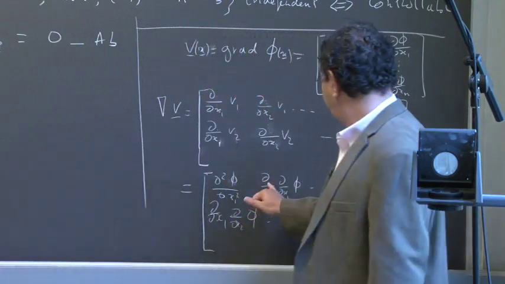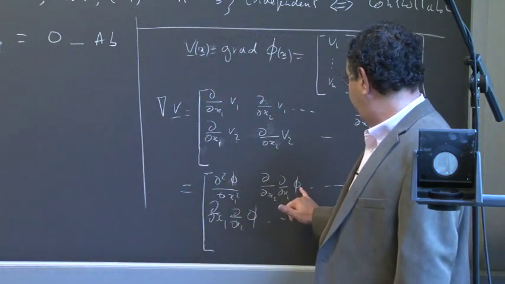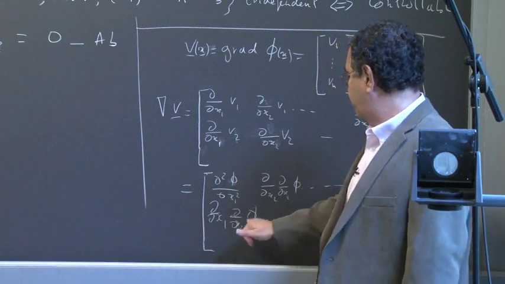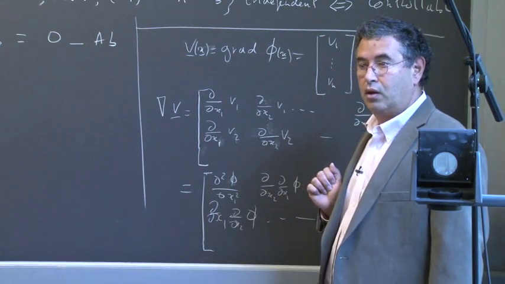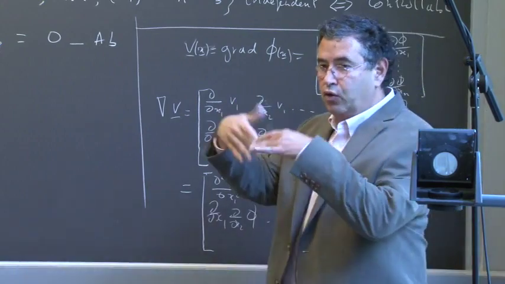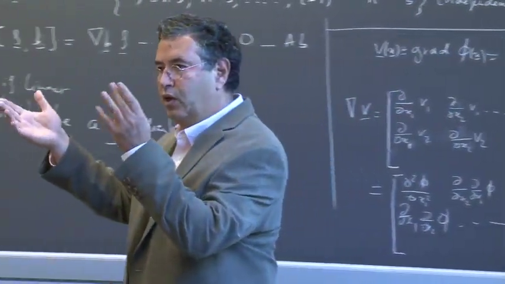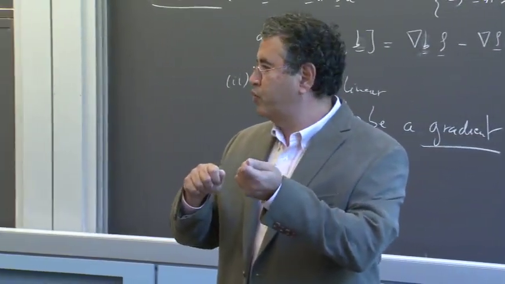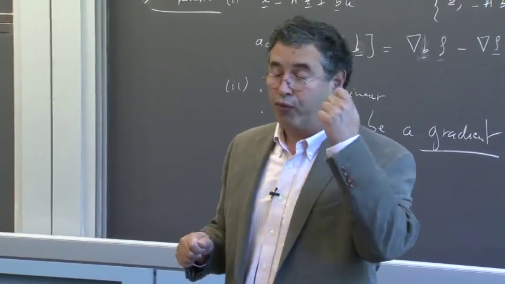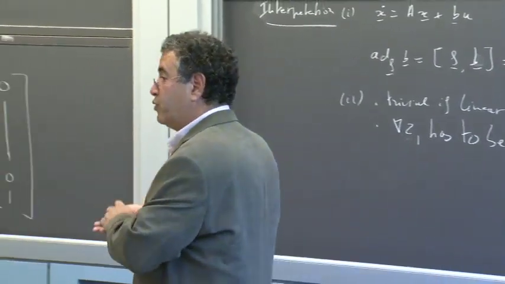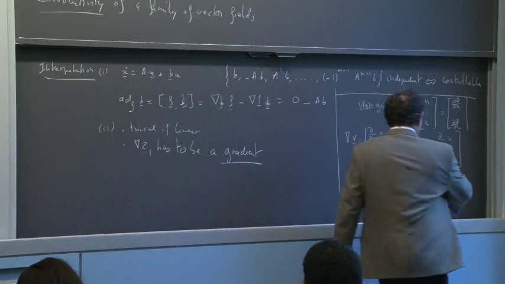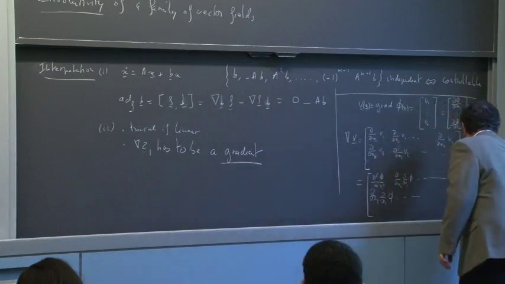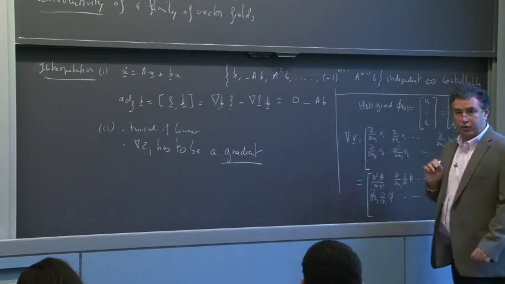Now, what do we know about these two terms? d over dx2, d over dx1 of phi on the one hand, d over dx1, d over dx2 of phi on the other hand. They are the same, right? If everything is smooth, you differentiate first with respect to x2 and then with respect to x1, or first with respect to x1 and then with respect to x2, you get the same result. So what does it say? In other words, this matrix is symmetric, right? These terms are the same.